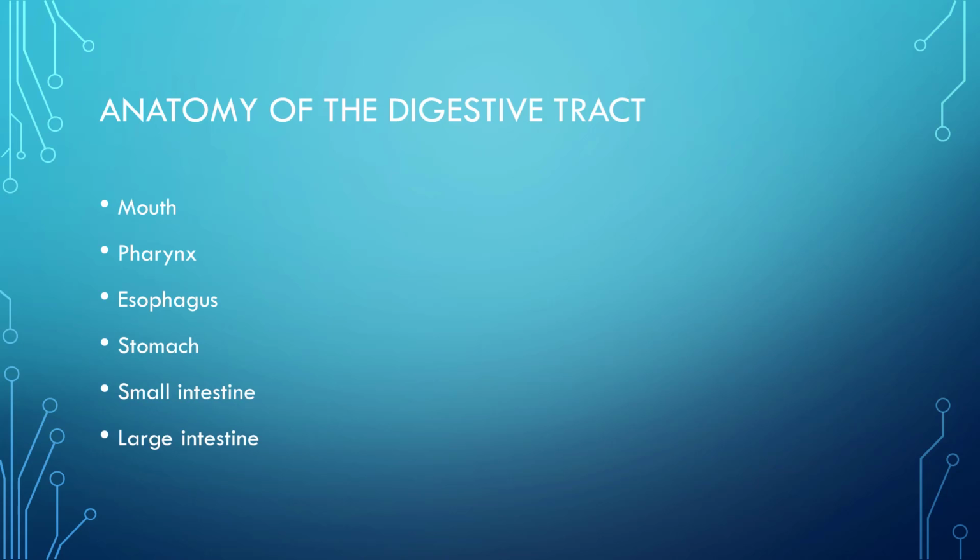So when you're looking at the anatomy of the digestive tract, we have the mouth, the pharynx, the esophagus, the stomach, the small intestine, and the large intestine. I like to think of the digestive tract as basically a very long tunnel. Now, please keep in mind there are other parts of the digestive system that's not considered the tract. So the pancreas, the gallbladder, and the liver are also very important elements of this system.